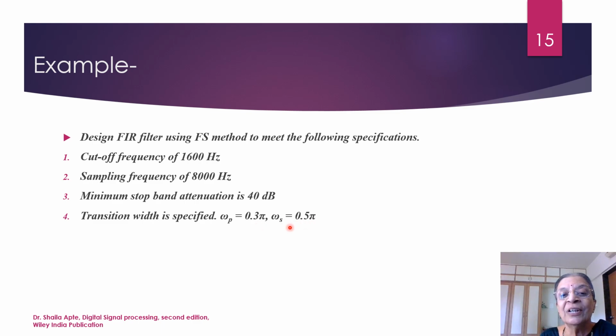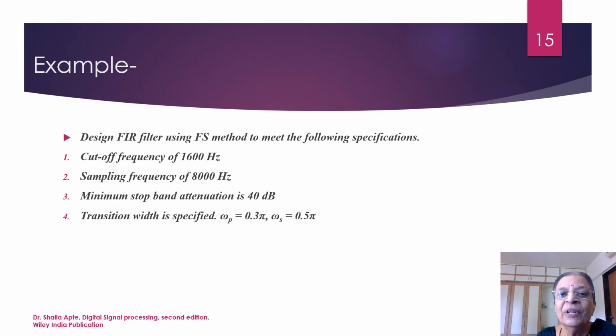That means the corresponding transition width will vary from 1200 to 2000 hertz. 0.3 pi, how much will it come to? Pi is 4000. So 0.3 of 4000, so 1200. That is correct. And this 0.5, so 0.5 into 4000, this is 2000. So 1200 to 2000 is the transition width given, sufficiently large, and then the attenuation is 40 dB. Let us see how to design.